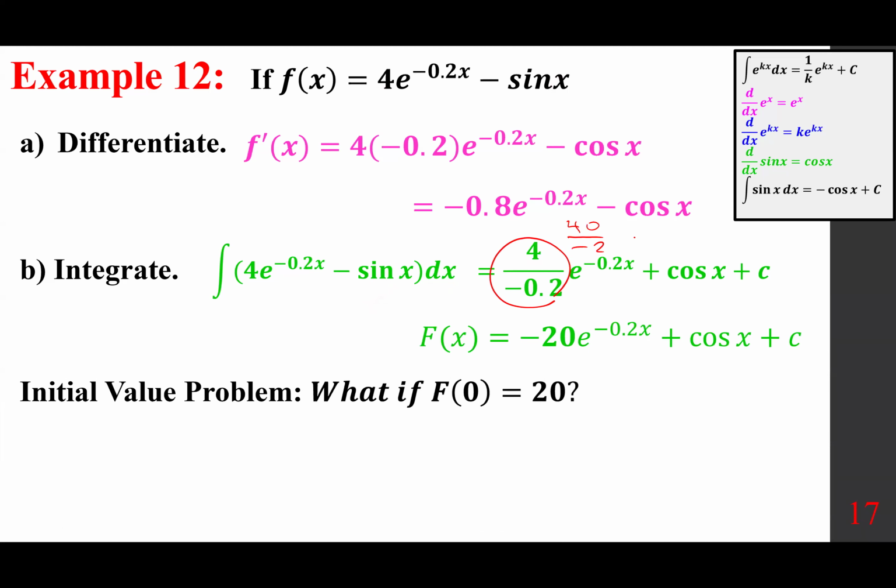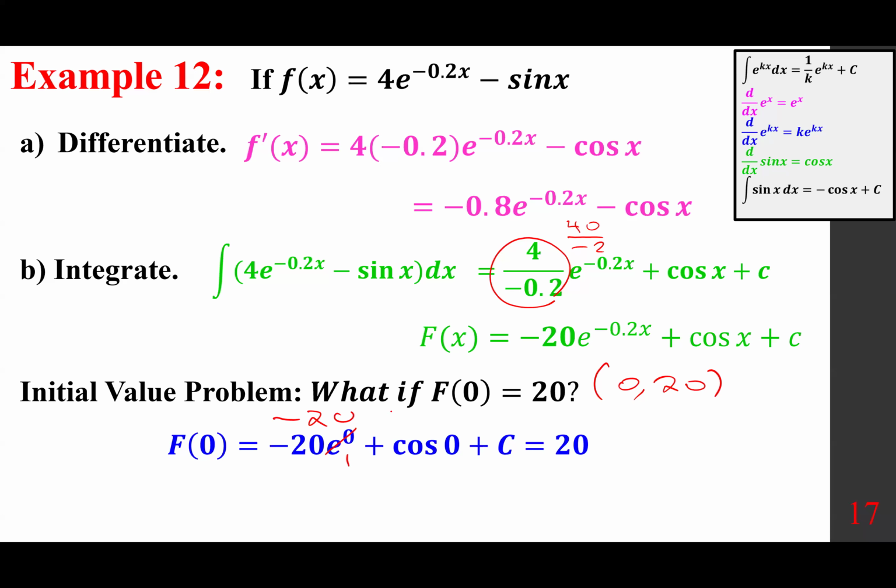Now, to make this into an initial value problem, all you have to do is come up with a pair. In this case, f of 0 equals 20. That means the pair 0, 20. Which means replace the x with 0 and f of x or y with 20. When we do that, this is 1, we get minus 20, plus 1, plus the constant is 20, C must be 39, replace it.